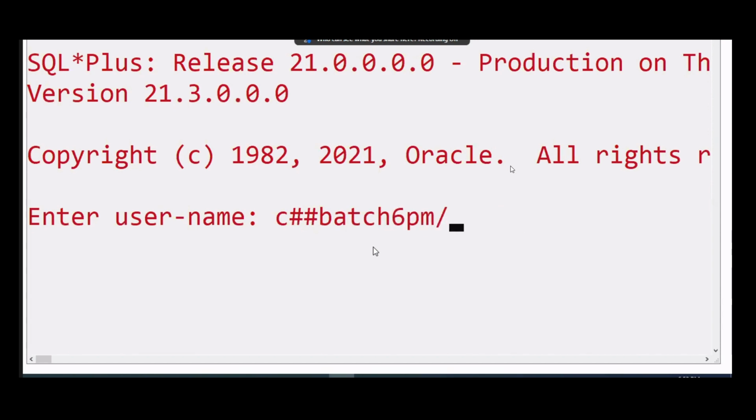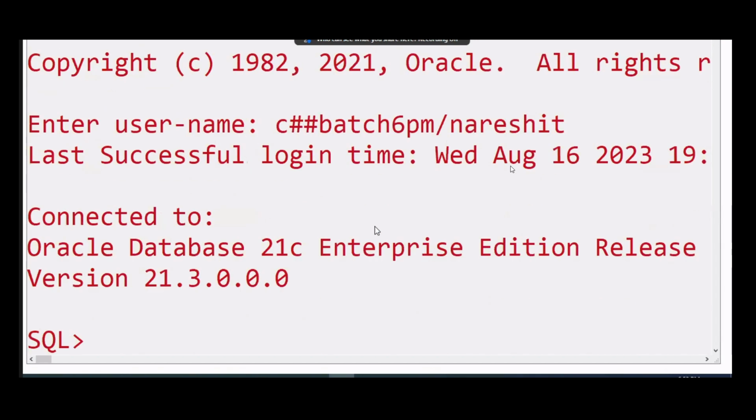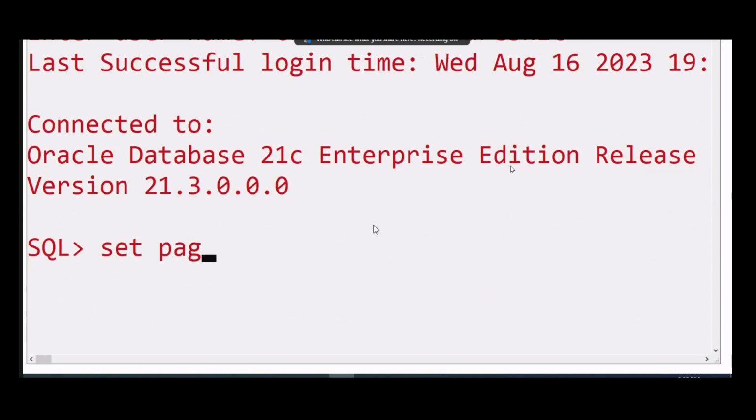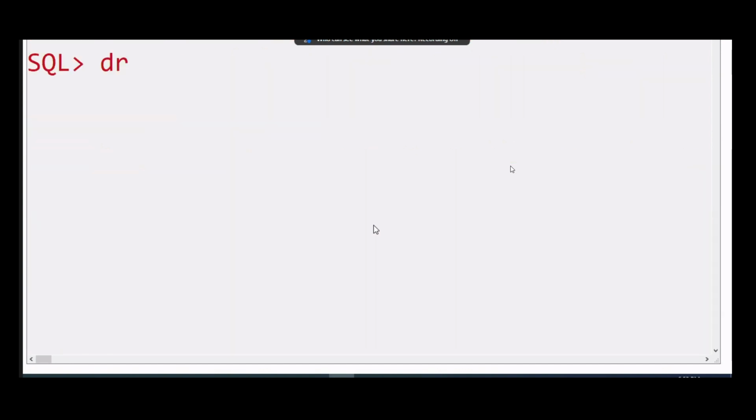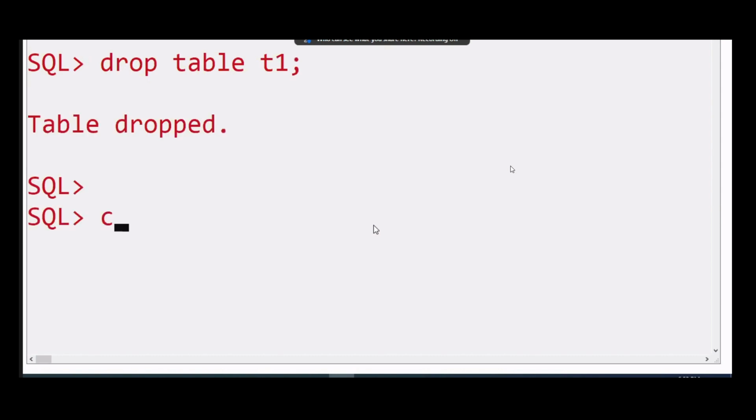So, narration. Let me set page size and line size 200, and empty the screen. If any table is there with the name T1, I'm dropping that one. Table name must be unique.